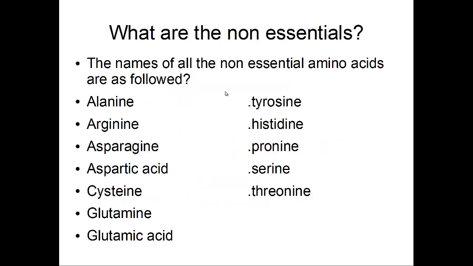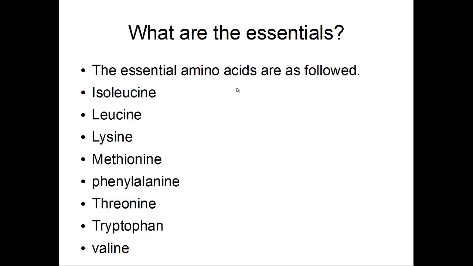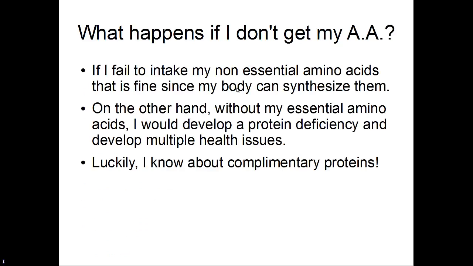What are the non-essentials? The names of all the non-essential amino acids are as follows: alanine, arginine, asparagine, aspartic acid, cysteine, glutamine, glutamic acid, tyrosine, histidine, proline, serine, glycine. What are the essentials? The essential amino acids are as follows: isoleucine, leucine, lysine, methionine, phenylalanine, threonine, tryptophan, valine.